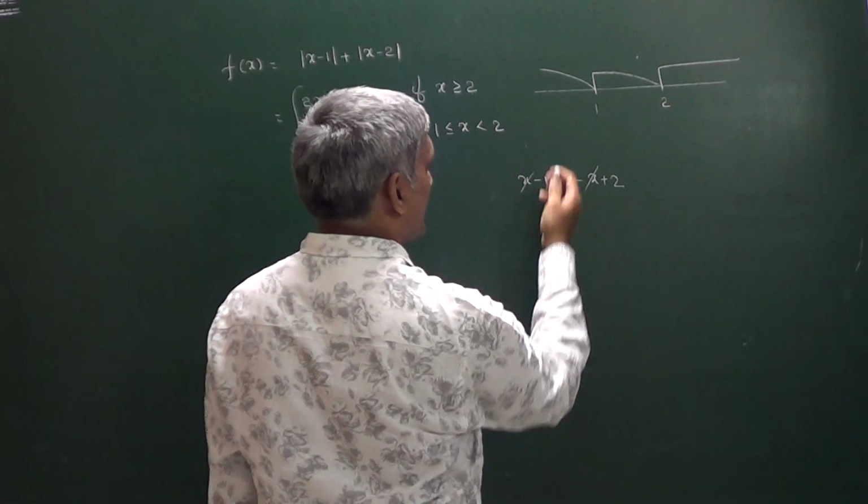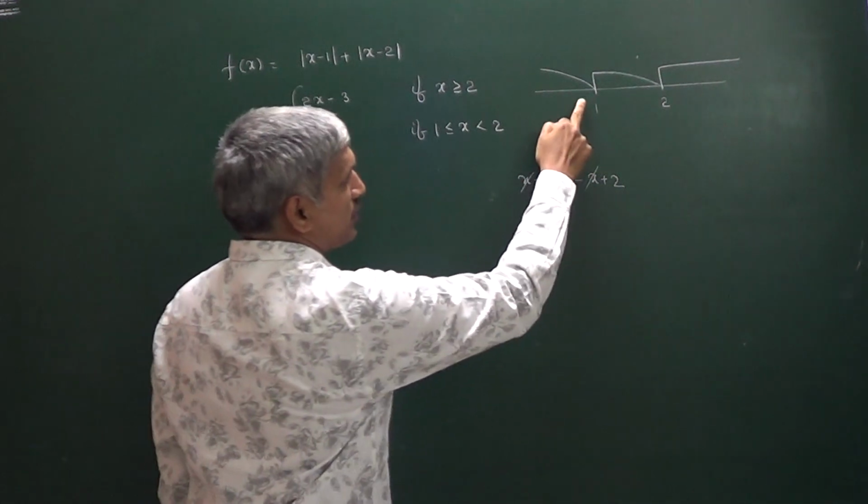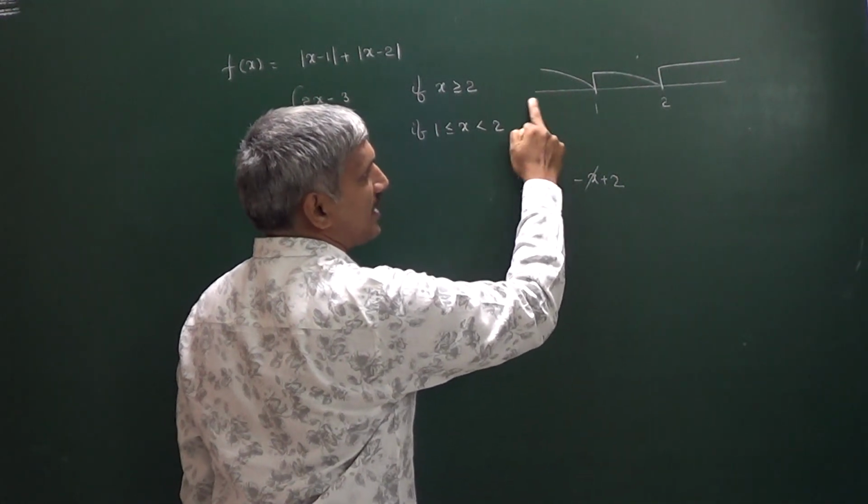Next, less than 1. Less than 1 means what? These values are obviously less than 2 also.